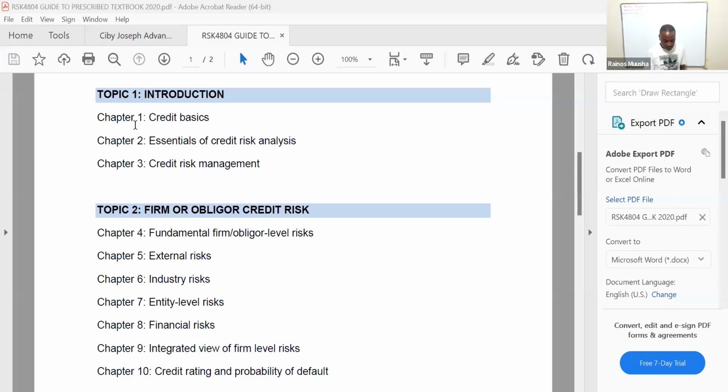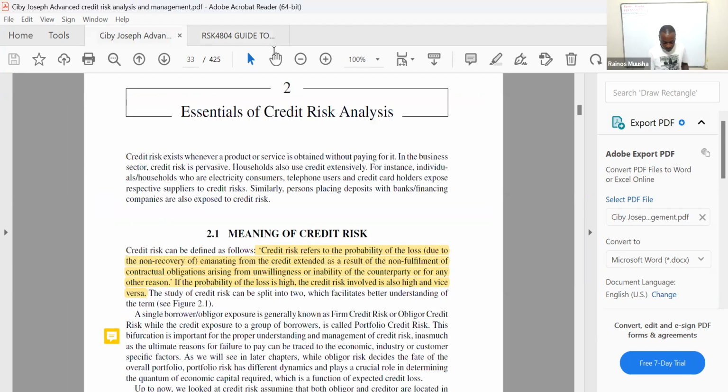Chapter 2 is part of topic 1, and we're looking at the introduction. Under chapter 2, they ask us to look at the essentials of credit risk analysis. And under this chapter, in section 2.1, they look at the meaning of credit risk. And here they say, from the beginning of the paragraph, credit risk can be defined as follows.